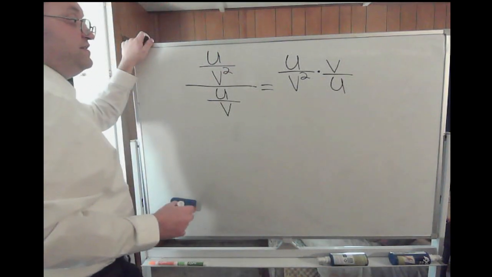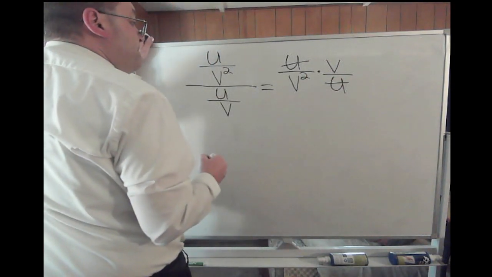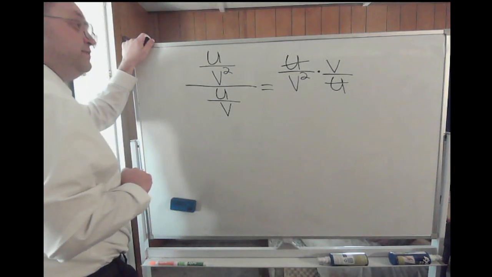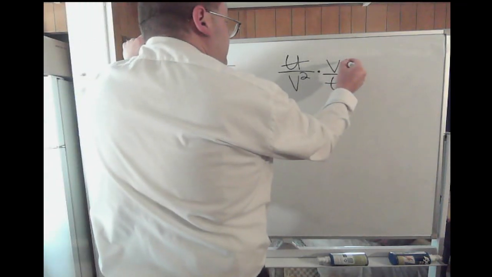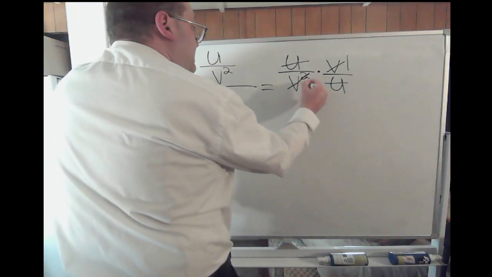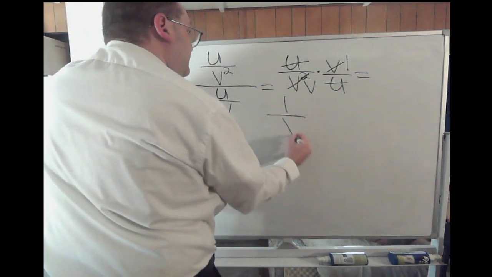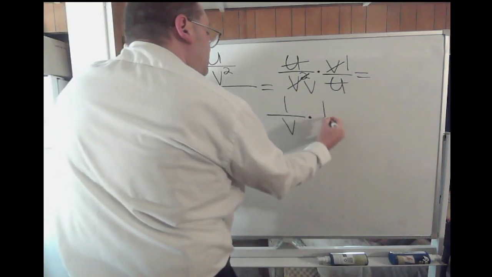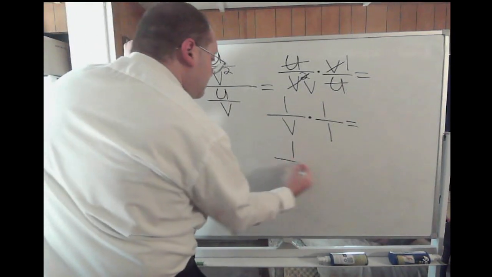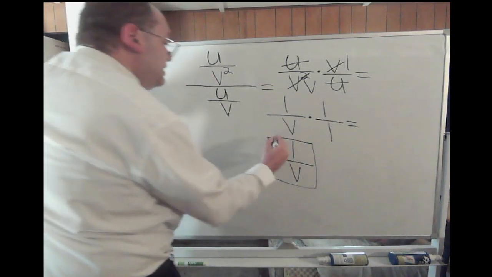Well, I think it's safe to say the u's cancel out. That's going to be a no-brainer. But between v squared and v, you have a common factor of v. You divide v by v, you get 1. Divide v squared by v, you get v. So what you should be left with now is 1 over v times 1 over 1, which in the end should just give you 1 over v. And that would be your answer, 1 over v.